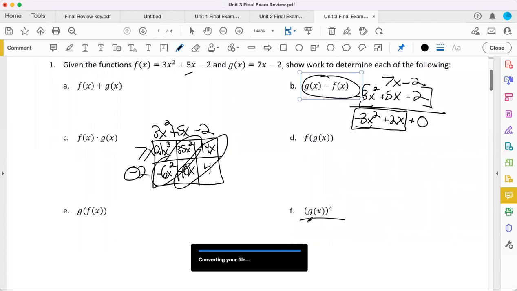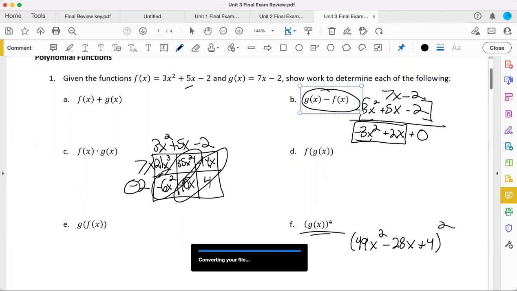This, you could go brick and mortar and FOIL this out and get something like, what would it be? 49x squared minus 28x plus 4, and then square that again if you're so inclined, or if you want to use a Pascal triangle. I may do one of those problems in here. I will definitely do the easier of the two compositions. I'm opening up g of x and putting in f of x.